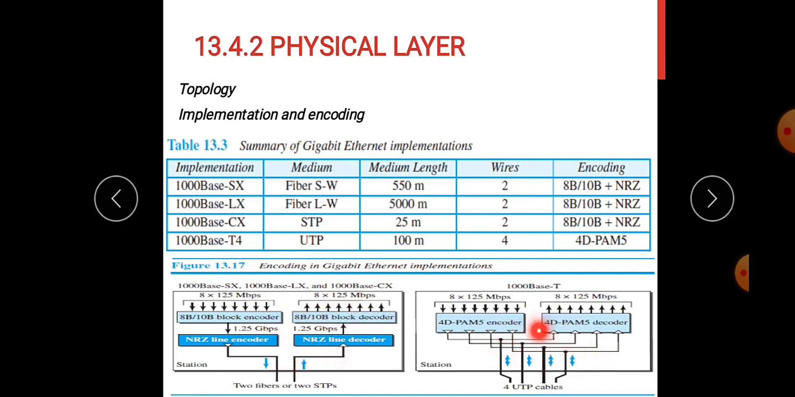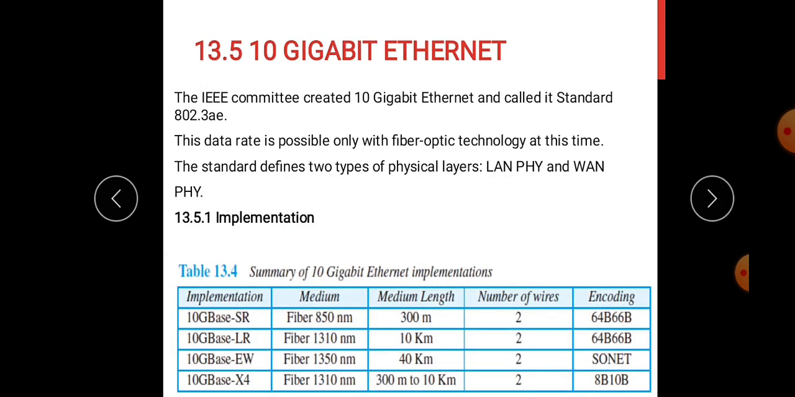In the 4-wire implementation, it is not possible to have 2 wires for input and 2 wires for output, because each wire would need a capacity of 500 megabits per second, which exceeds the capacity of category 5 UTP. As a solution, 4D-PAM5 encoding is used to reduce the bandwidth.